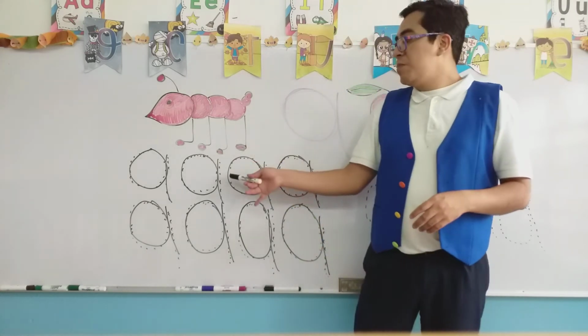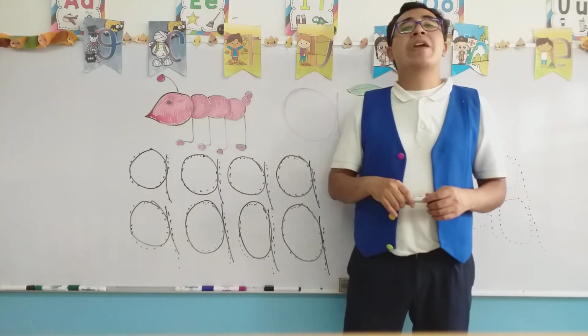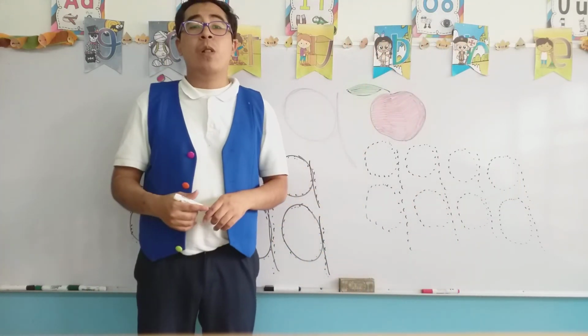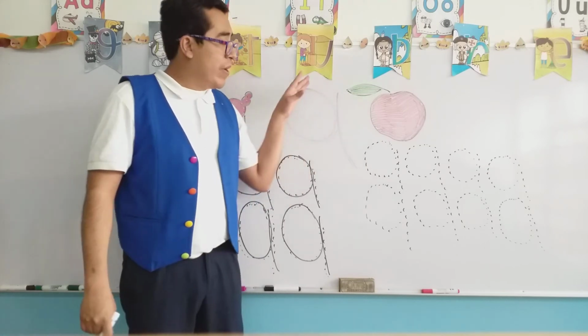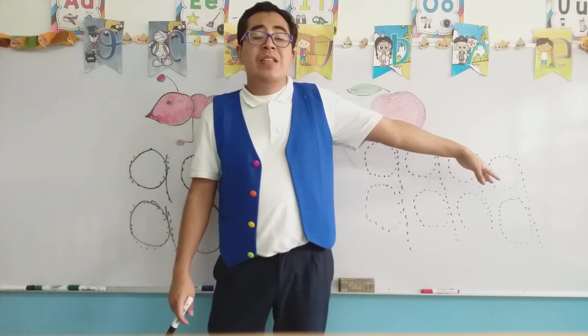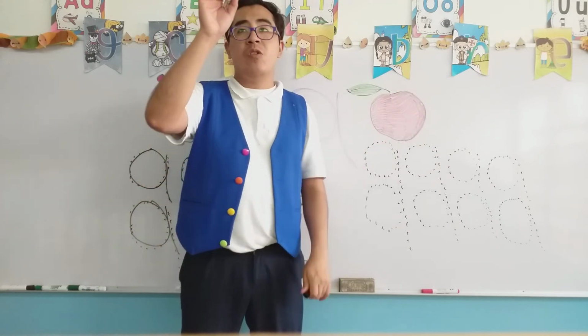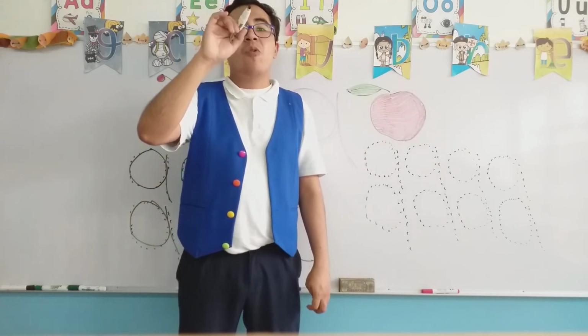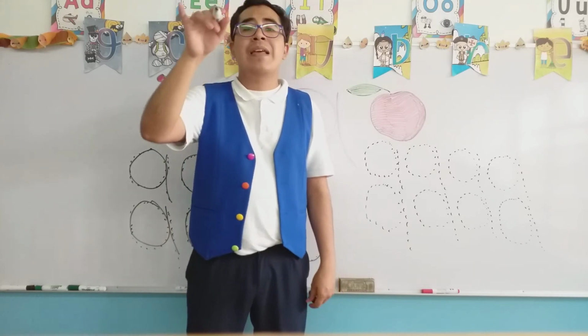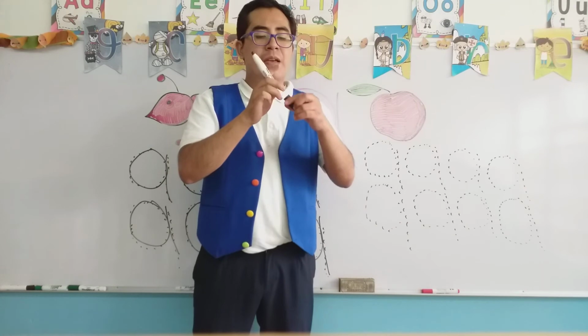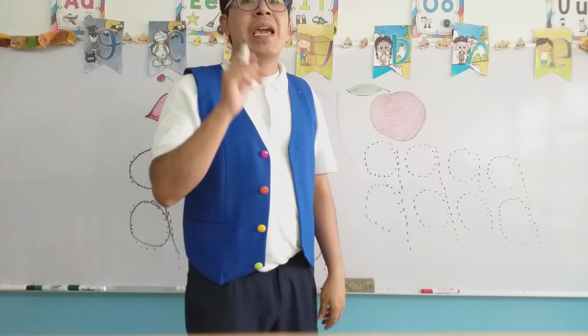So, after small a for ant, we have small a for apple. Once again, we have to trace all of the letters. Tenemos que remarcar todas las letras, joining the dots, uniendo bien esos puntitos. Recuerden, no se salgan de los márgenes, únicamente donde está punteado. Okay? And also, repeat the name of the letter.